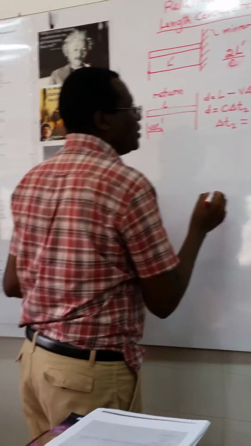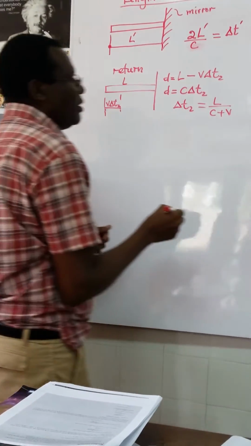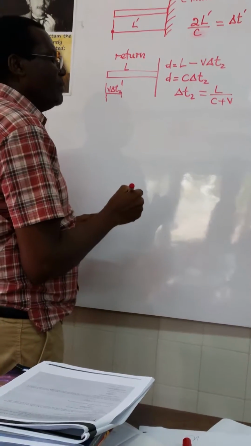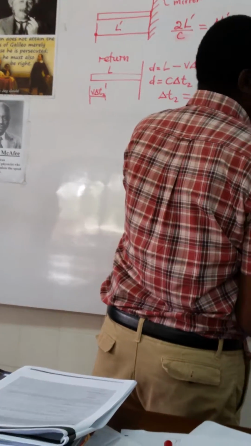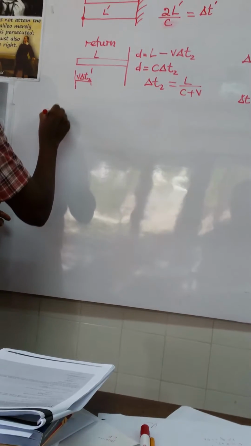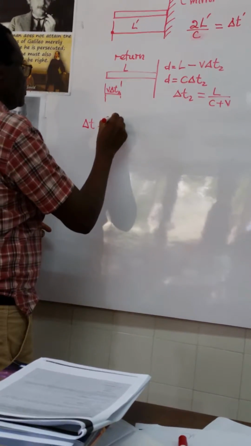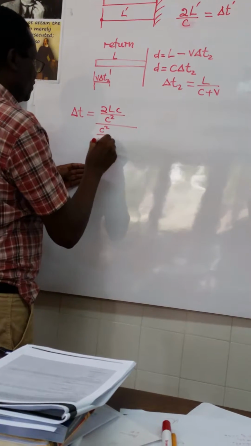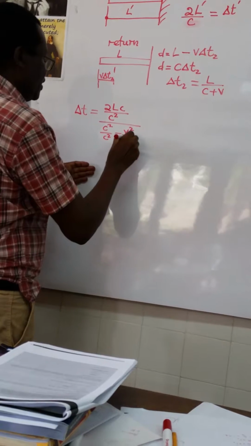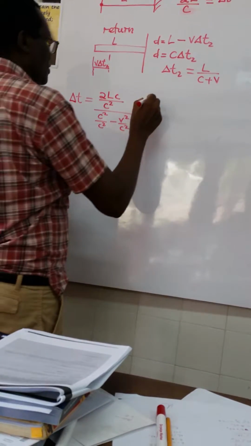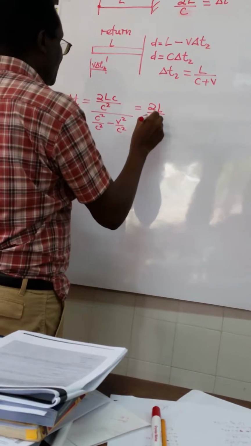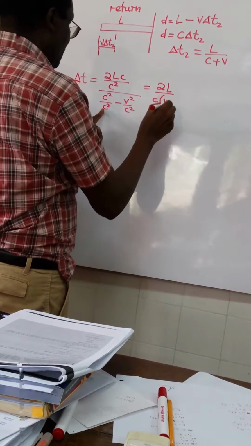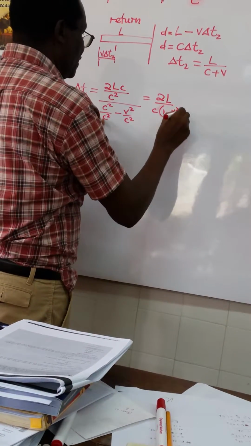You now have that equation as the total time t, and you can say, let us divide the numerator and the denominator by c squared, so that we have change in time t is equal to 2Lc over c squared, over c squared minus v squared over c squared, and this leads us to 2L over c into 1 subtract v squared over c squared.